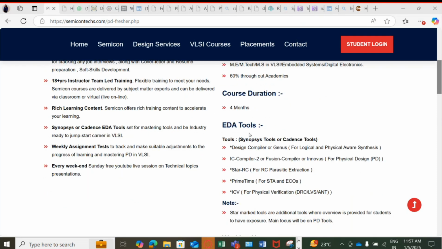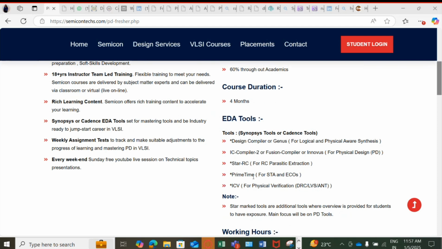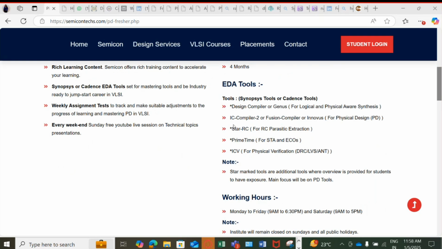And then EDA tools. These are the EDA tools which we are planning for this batch. Design Compiler or Genus for logic and physical aware synthesis; IC Compiler 2, Fusion Compiler or Innovus, any of these tools for physical design; StarRC for RC parasitic extraction; PrimeTime for STA and ECO; ICV for physical verification, DRC, LVS, antenna. We have marked some of the tools which are non-PNR tools as star. Star marked tools are additional tools where an overview is provided for students to have exposure.